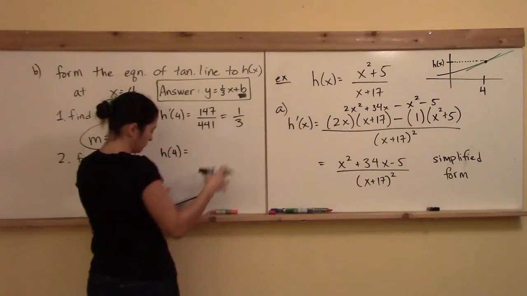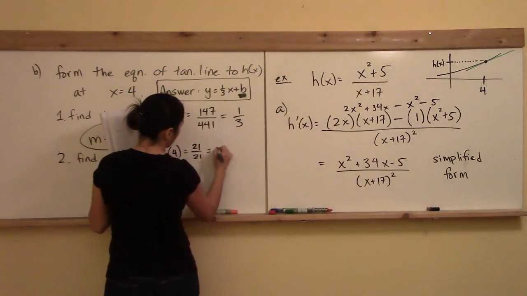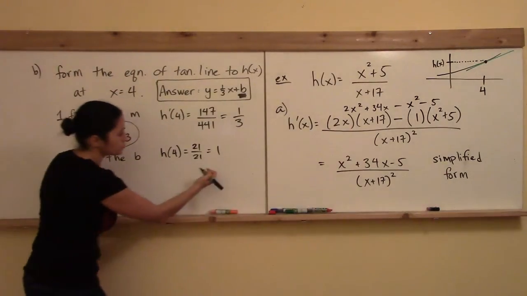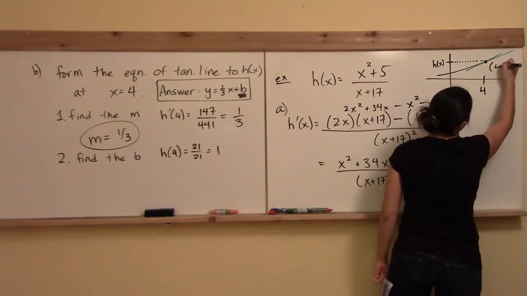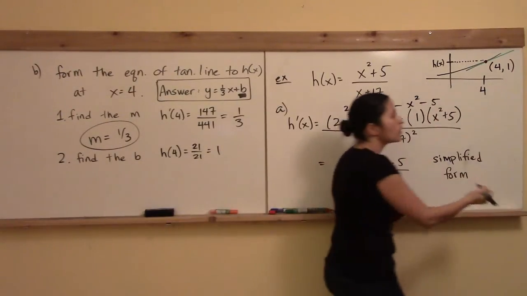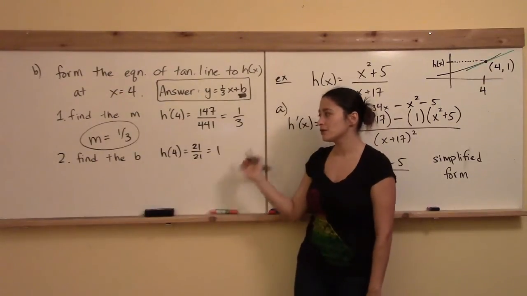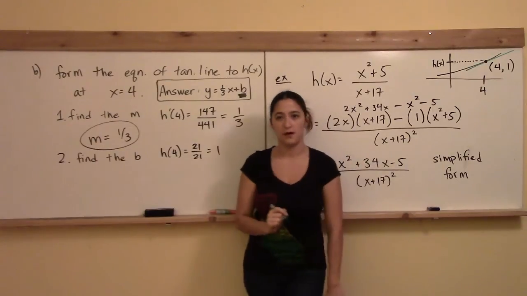Okay, so if I plug in the 4 up there, I'm actually going to get 21 over 21, which is equal to 1. And getting h of 4 equals 1, which is to say that the point that lies on this function is the point (4, 1). Okay, that's what that actually means. If I pictured the function and I plugged in 4, I'd get out 1.